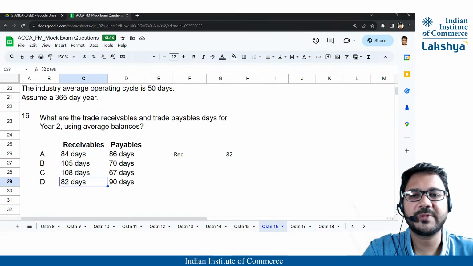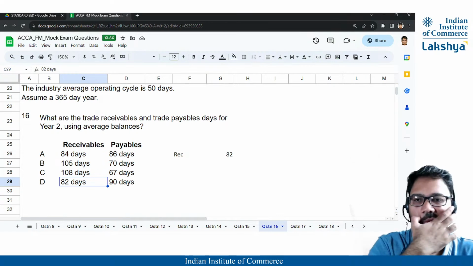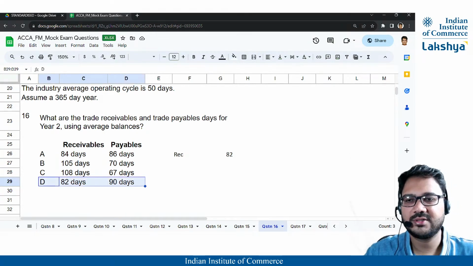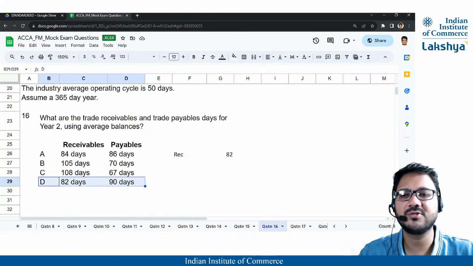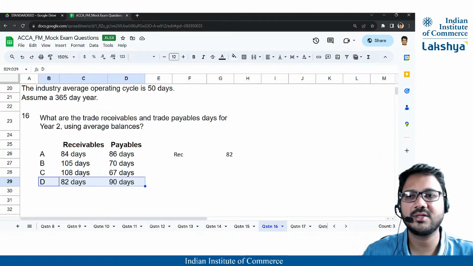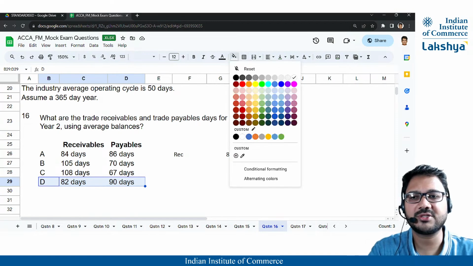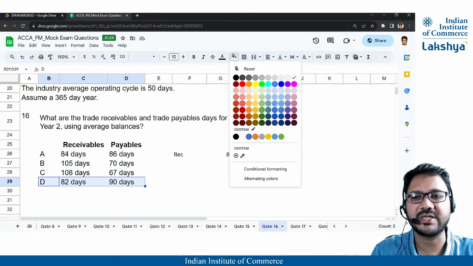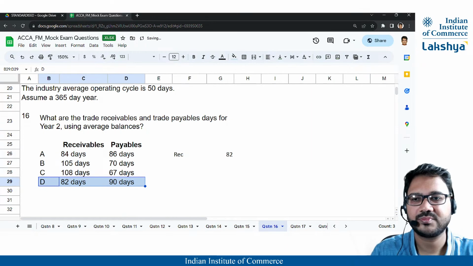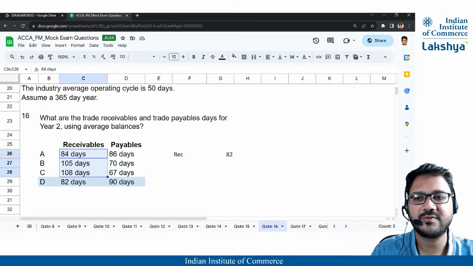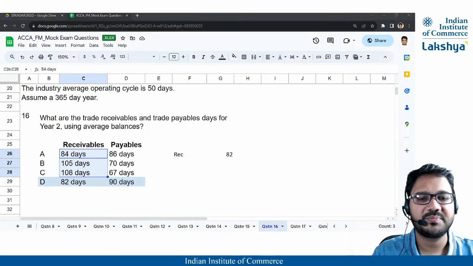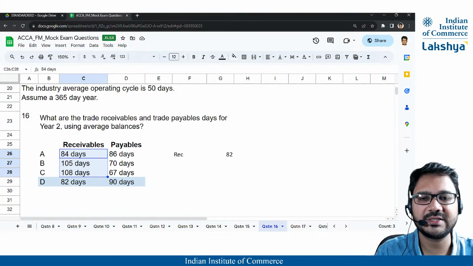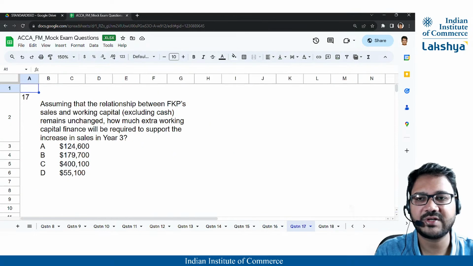So in this particular case, we need not even find the payables. All right, that's why it's always a good idea to check. So your option D seems correct because that's the only one with 82 days. Okay, and also over here, all the receivable days are unique. All right, so we could have just found receivable days, no need to waste time doing payable days. All right, so be smart in the exam, save time wherever possible.